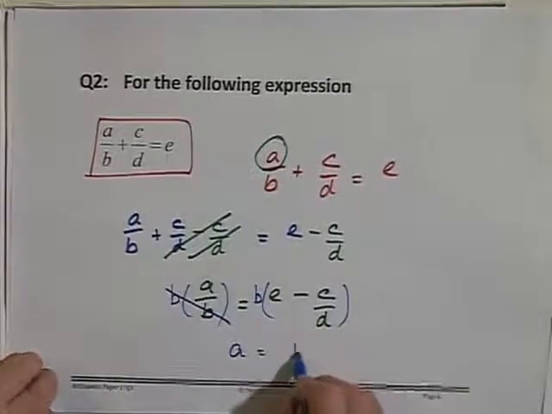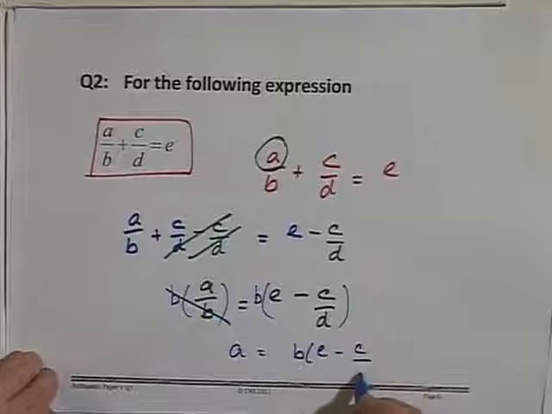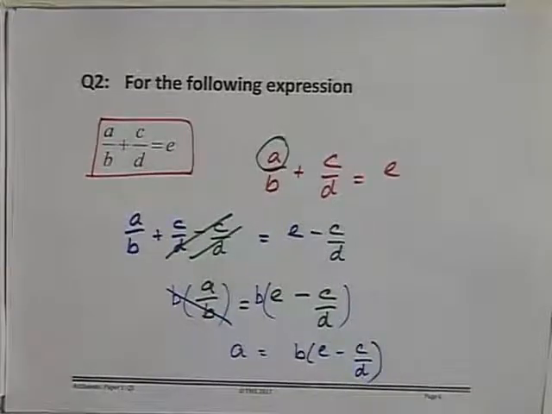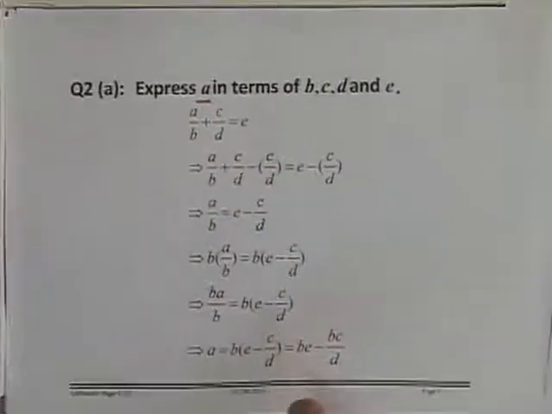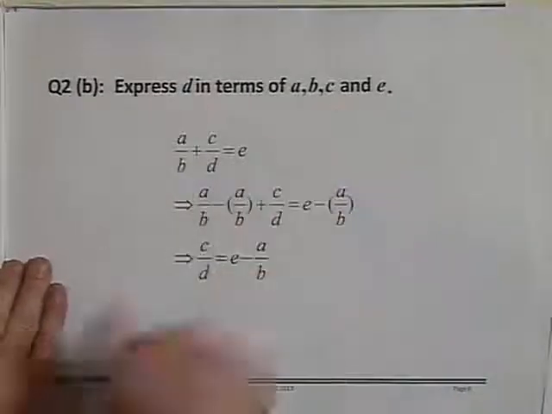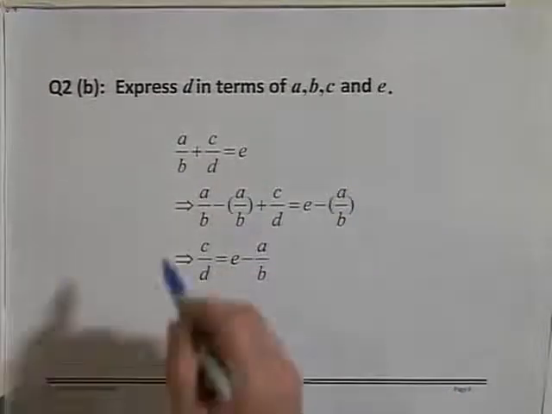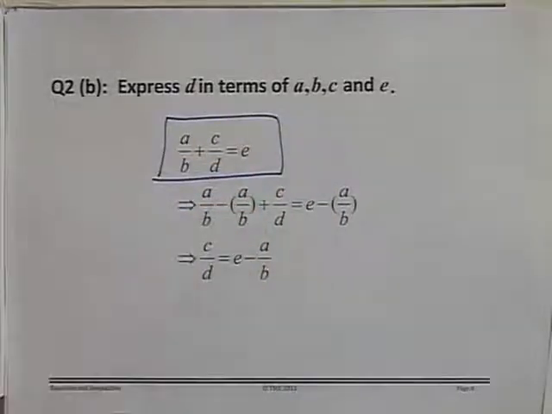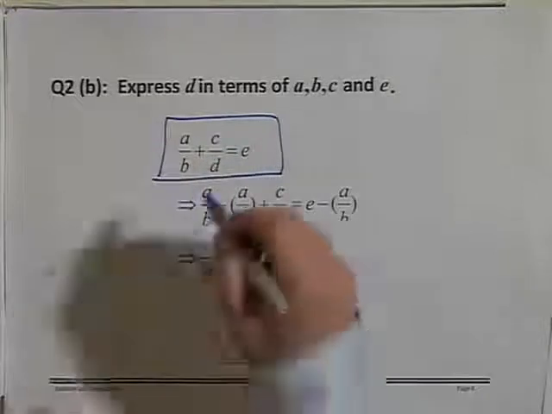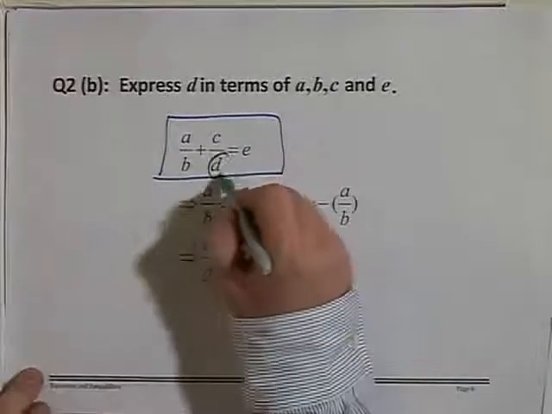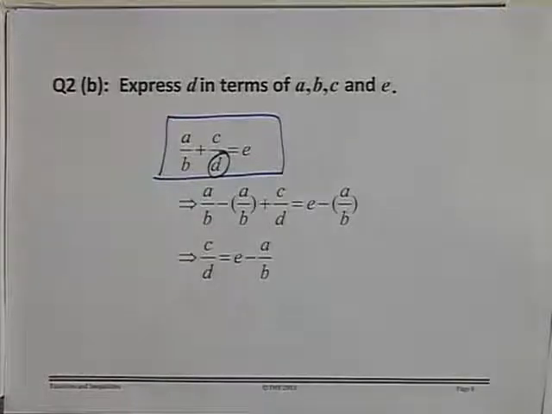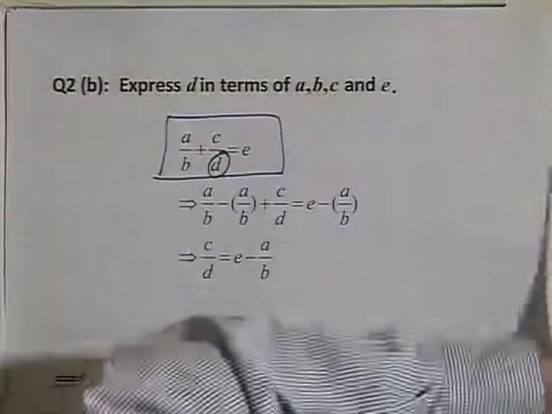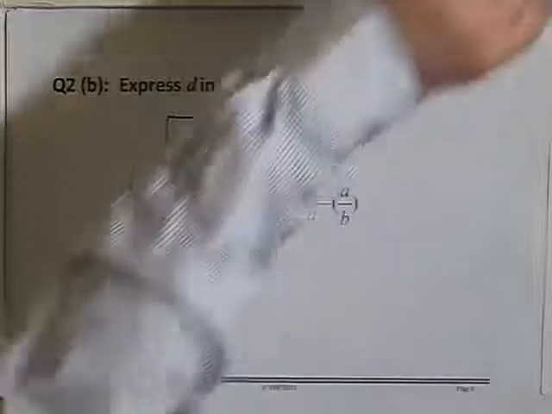A is equal to B into E minus C over D. So there's pretty well nothing I can't do. I'll just do the last one of that, and I'll express D in terms of A, B, C, and E. Here I've got pretty well the same formula, A over B, C over D, but my focus is now on D. You probably have enough familiarity with this now, but let's do it.